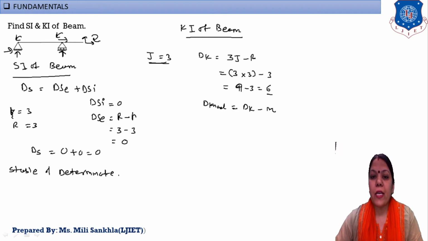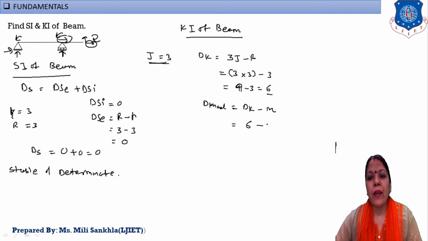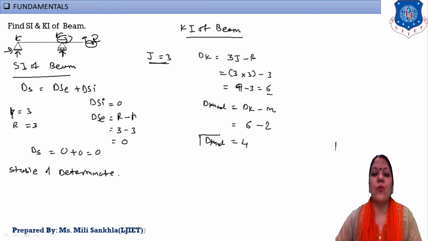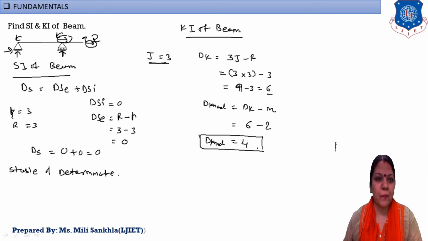Now find out dkNAD. dk is equal to 6. Now m for beam, number of axial deformation. Count. At first joint no axial deformation, but here axial deformation is 1 and here is second. So find out here minus m is equal to 2, and my dkNAD for this beam is equal to 6 minus 2 is equal to 4. Clear? Now we solve third example.